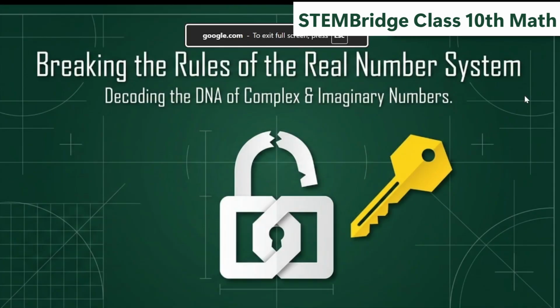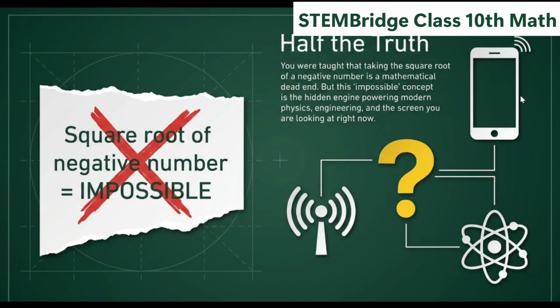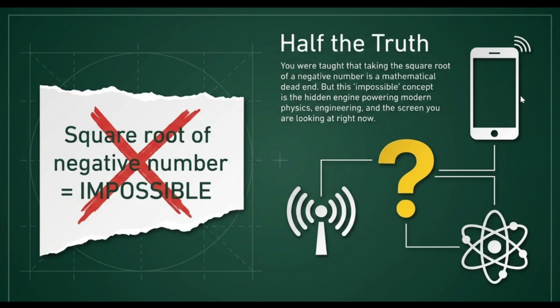What if I told you everything you learned about square roots in middle school was only half the truth? You were taught that you can't take the square root of a negative number, that it's impossible. But what if that impossible number is the secret key to modern physics, engineering, and the very screen you're watching right now? Today, we're breaking the rules of the real number system.